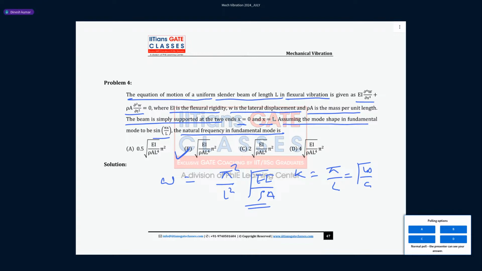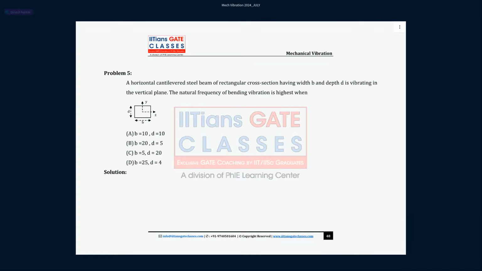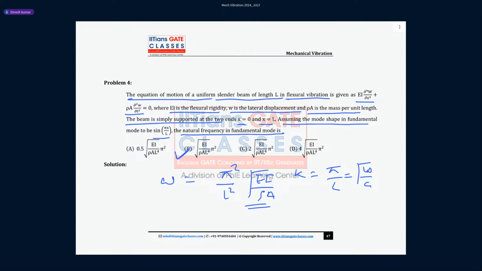Now the next question, guys. Is this clear, everybody? For continuous vibration of a beam that is simply supported, the first natural frequency is given by pi square by L square under root EI by rho A, because k is pi by L, which is nothing but under root omega by c. So B is the answer.